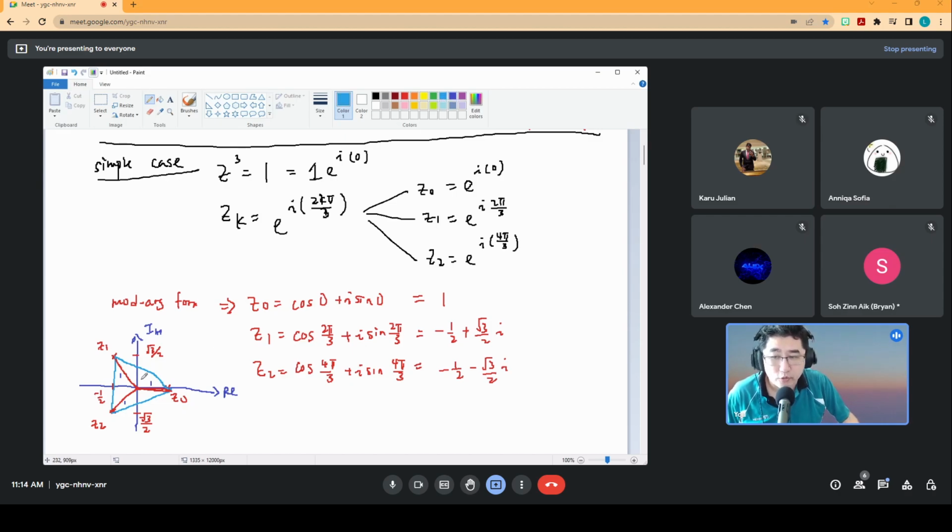It gives you 120 degrees. Can you see that? Oh, yes. This 120 degrees is exactly your 2kπ over 3.